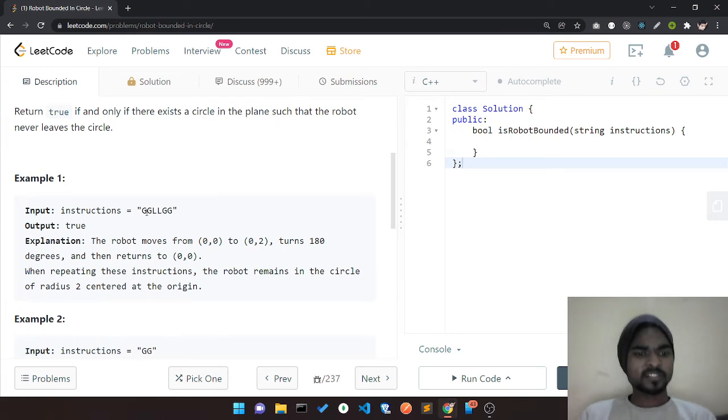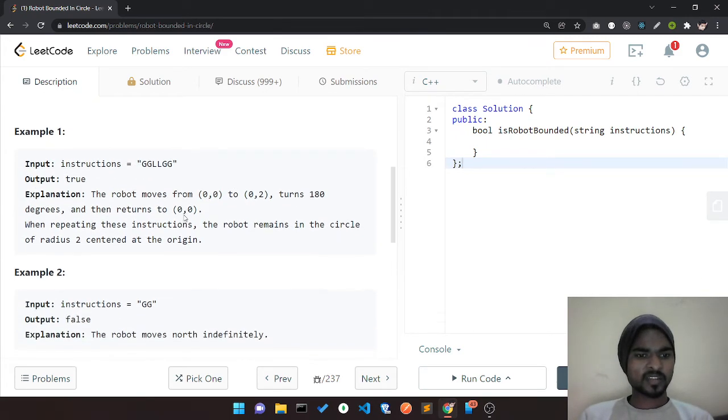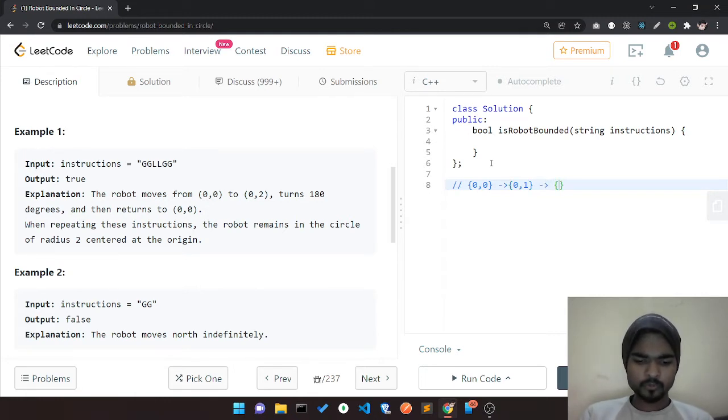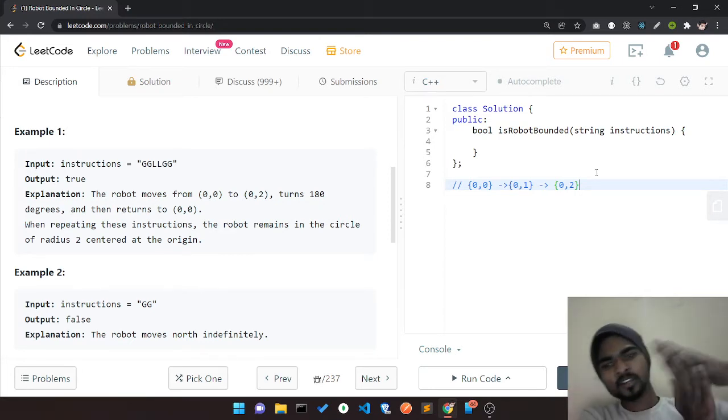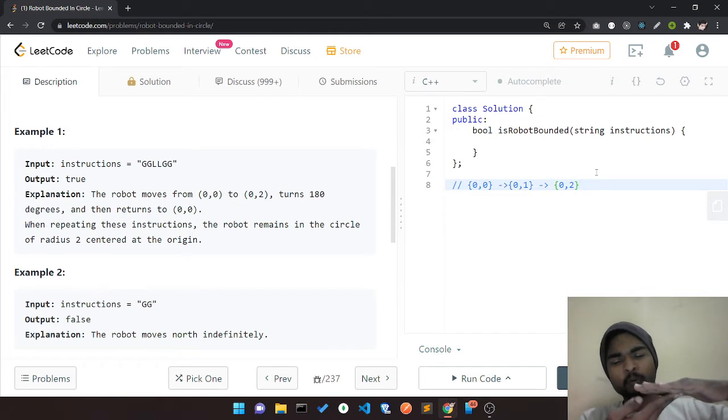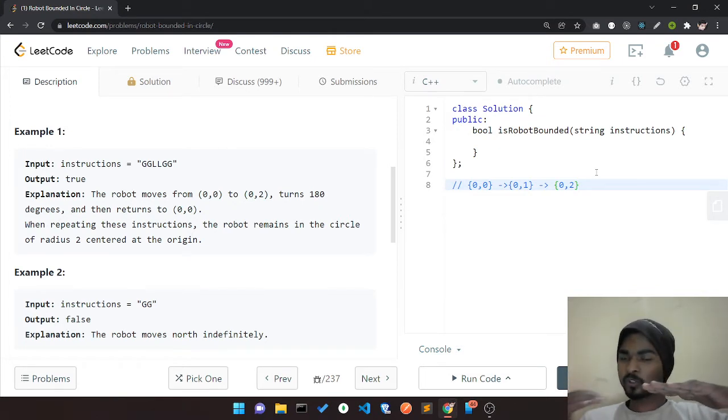So let's check out GLGL. Initially my robot is at 0 comma 0. After calling G, it goes to 0 comma 1. Another instruction G, it goes to 0 comma 2. My robot is standing facing the north direction.